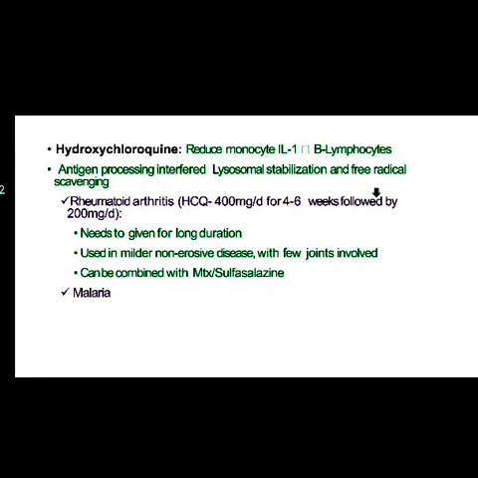Then hydroxychloroquine: this can reduce monocytes, interleukin 1, B lymphocytes, and antigen processing, interfere with lysosomal stabilization, as well as free radical scavenging capacity. So ultimately, they could be useful for treatment of rheumatoid arthritis. Why? Because they can reduce the interleukins and B lymphocytes, which are top inflammatory mediators.